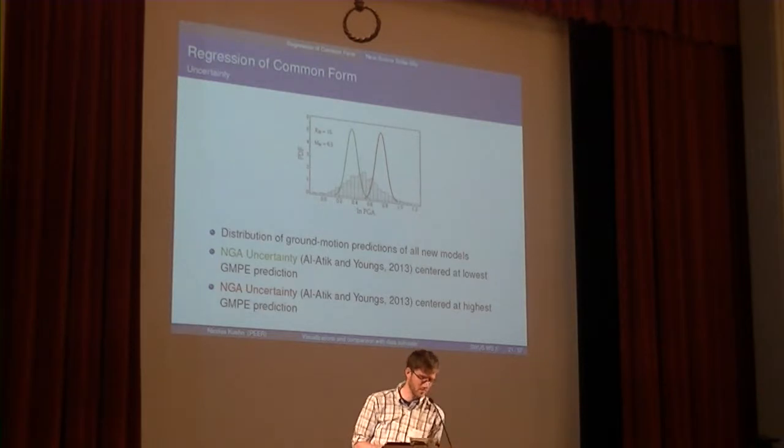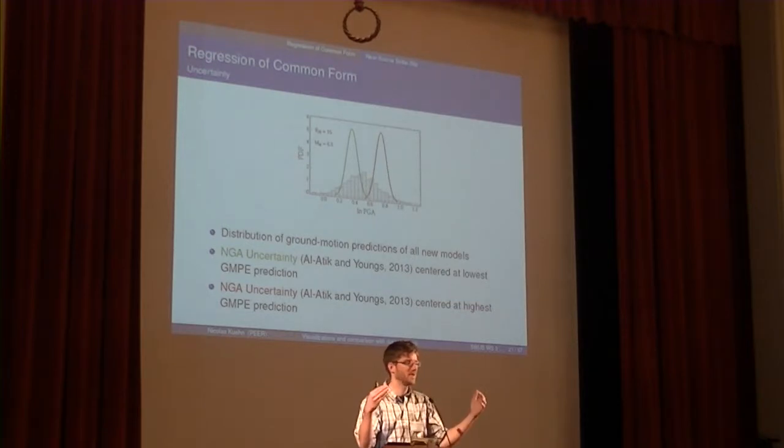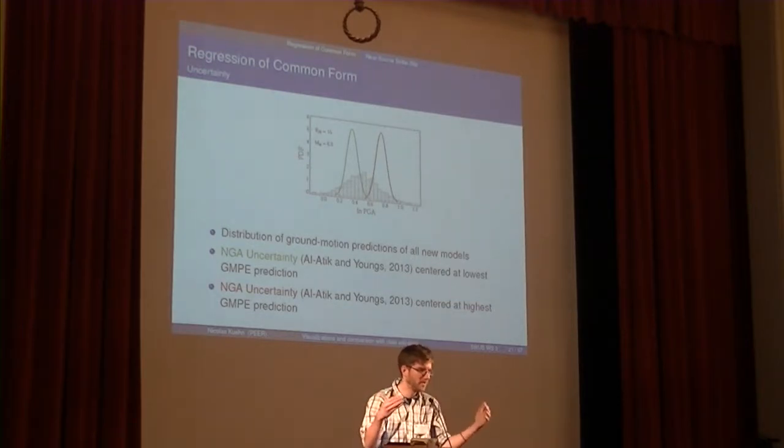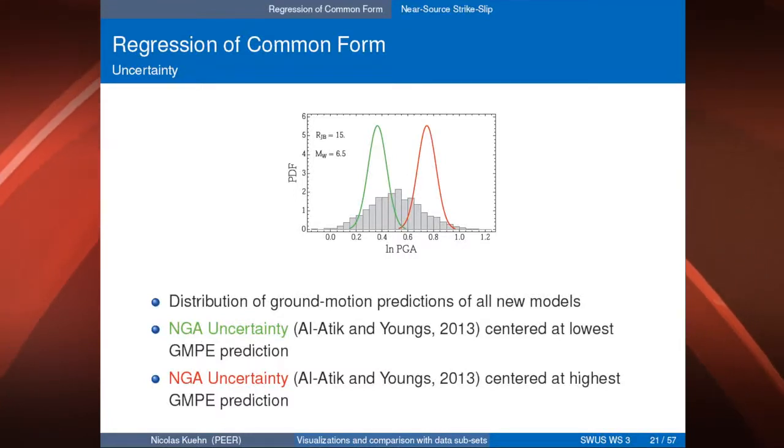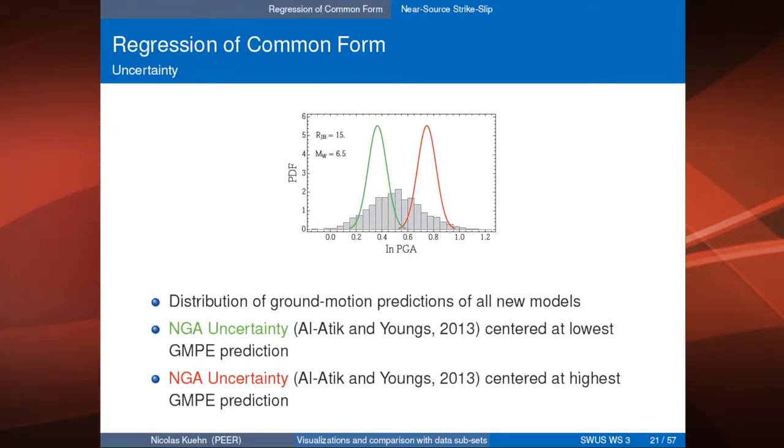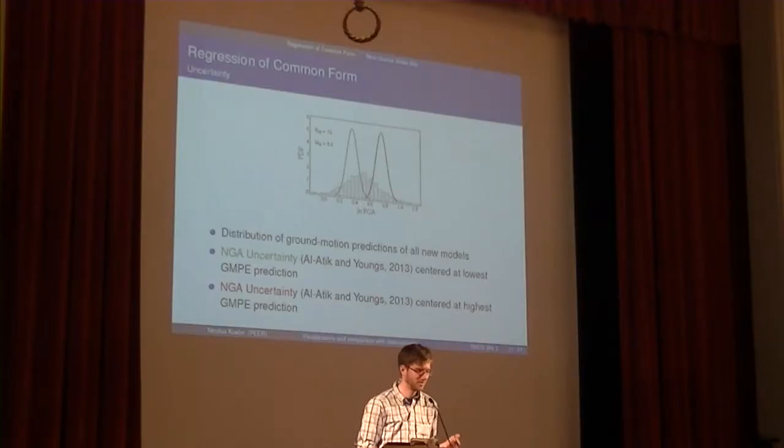So the histogram is the 1,000 newly sampled models. That would be the epistemic uncertainty of all these new models. Right. And then we have the red and the green line, which are the epistemic uncertainty of Bob's and Linda's model centered on the highest and lowest GMPE prediction.